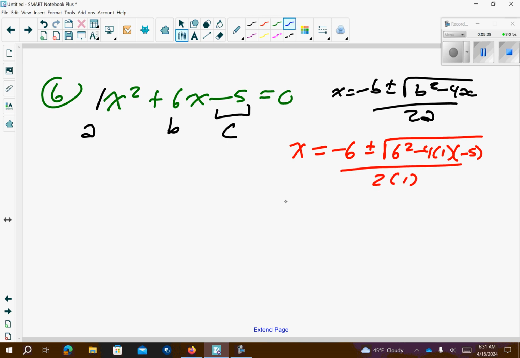Now let's clean it up. 6 squared is 36. Negative 4 times 1 is negative 4. Negative 4 times negative 5 is positive 20. Didn't we just break this one down?